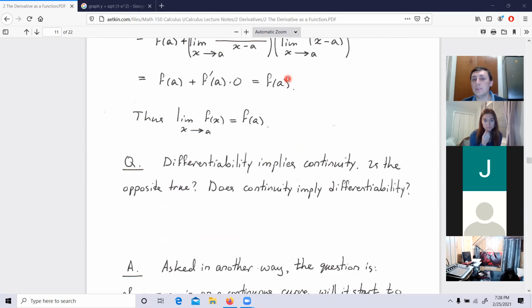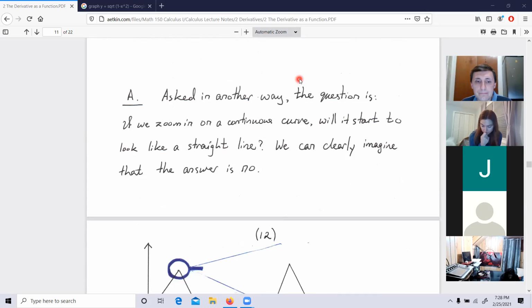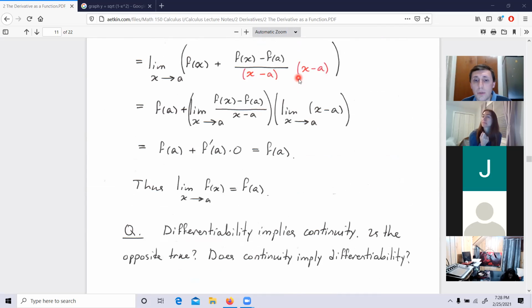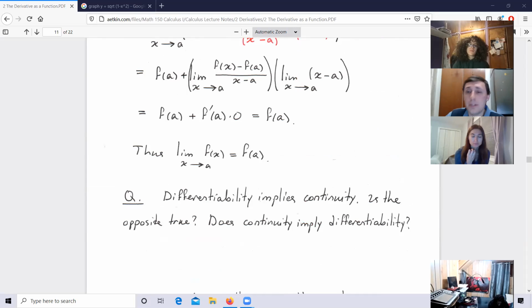So differentiability implies continuity. Now, I want another question, guys. Does continuity imply differentiability? Before you even try to answer, just think about it. What does it mean? The graph is connected. It's one piece. Does that imply that the function is differentiable?